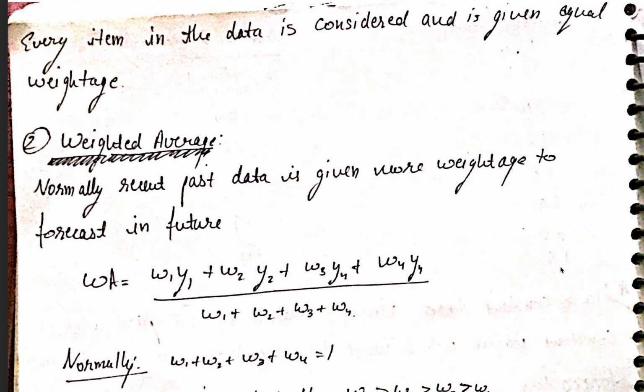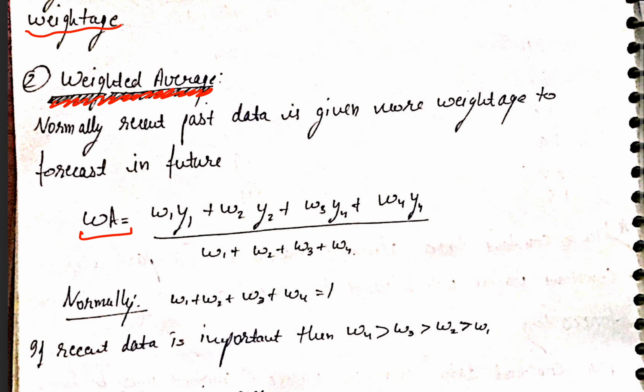Here I was giving equal weightage while calculating the simple average. But in weighted average, normally recent past data is given more weightage to forecast the future. So WA is equal to W1 Y1 plus W2 Y2 and so on. Here W1, W2, W3, W4 are weights, that is, how much weightage we are giving to each element. Always keep in mind that W1 plus W2 plus W3 plus W4 is equal to 1. You will not be asked any questions other than this.